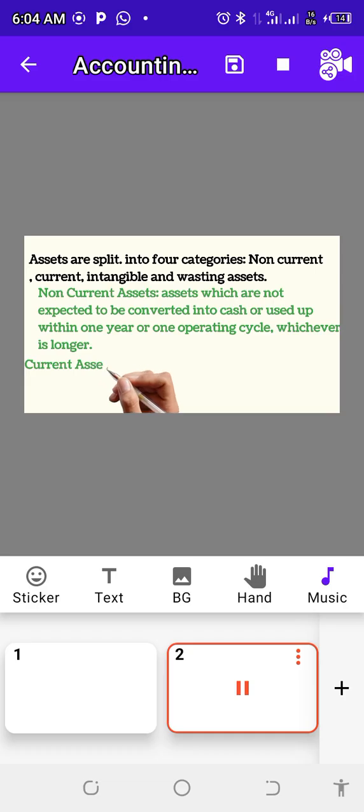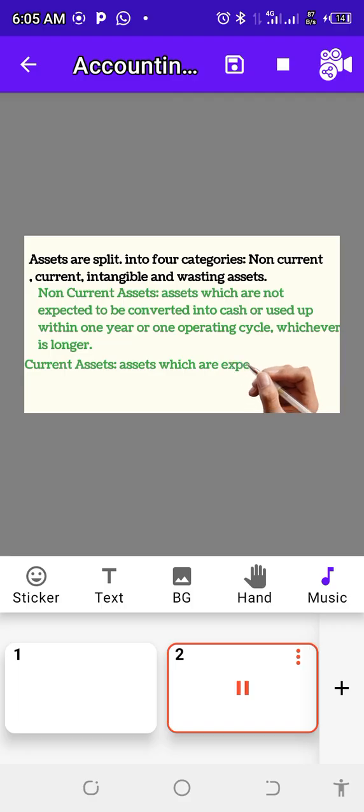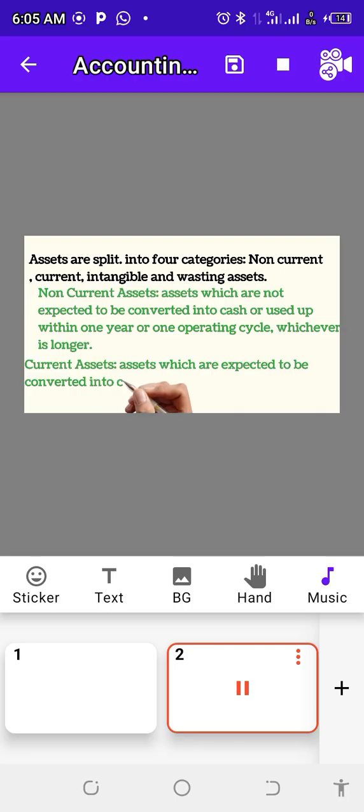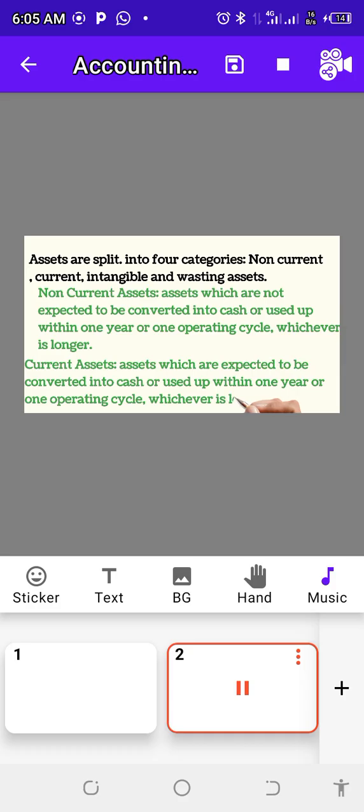Then current asset is the opposite. Current assets are assets which are expected to be converted into cash or used up within 1 year, or within one operating cycle, whichever is longer.